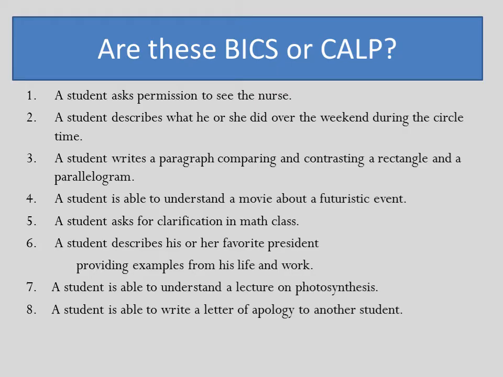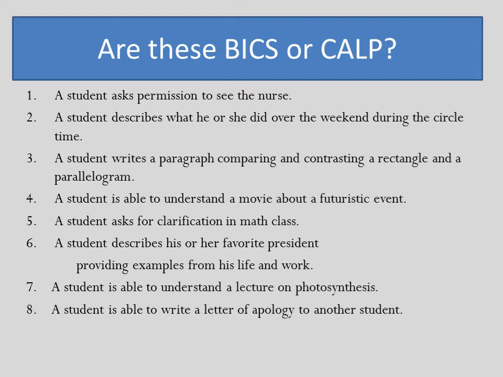So another little chance to give you the difference in BICS and CALP. I want you to read these questions with me, and we'll try to tell which ones represent BICS, which is the social language, or CALP, the academic language. Number 1 says, a student asks permission to see the nurse. Number 2, a student describes what he or she did over the weekend during the circle time. Number 3, a student writes a paragraph comparing and contrasting a rectangle and a parallelogram. Number 4, a student is able to understand a movie about a futuristic event.